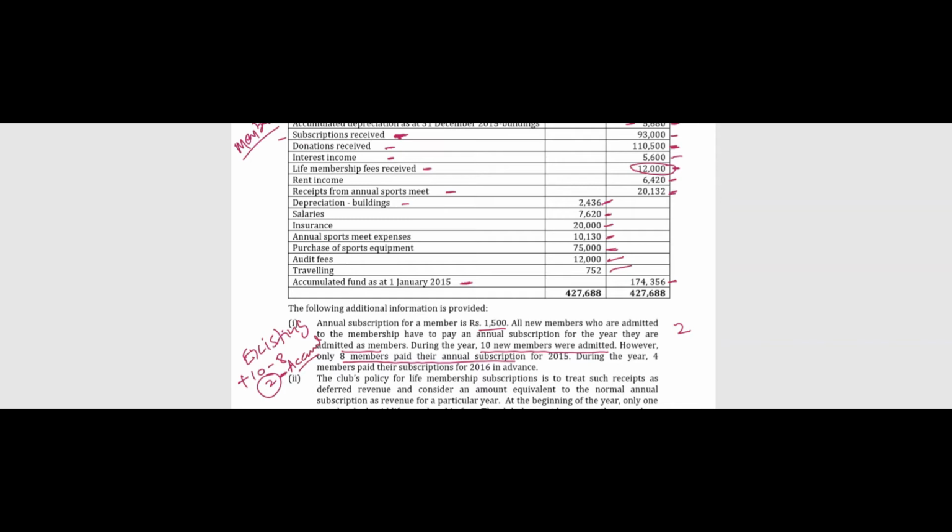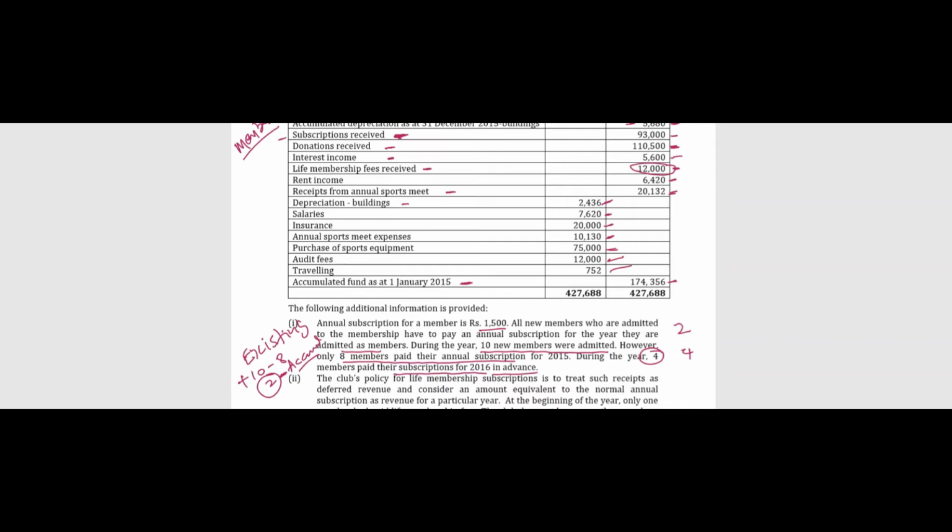And during the year, 4 members paid their subscription for 2016 in advance. Okay, so not only 2015, 4 members have paid in advance for 2016. Basically the annual subscription for a member is 1500. So all members should pay this amount for 2015. However, 10 new members joined apart from existing members, of which 2 members have not paid their annual subscription. Okay, so only 8 members paid. So therefore, the 2 members' subscription is receivable.